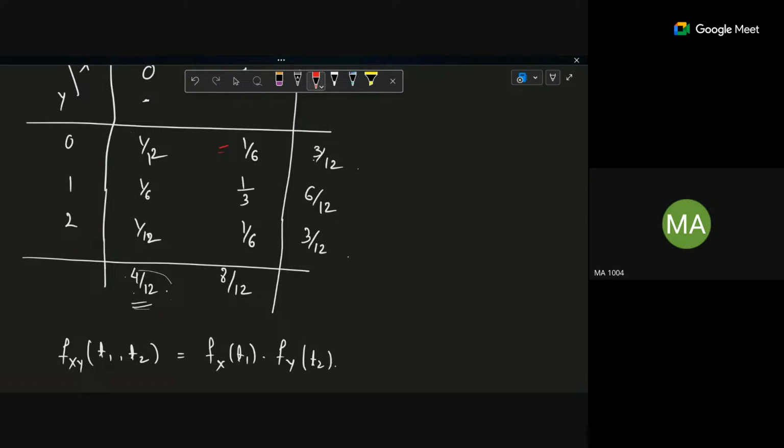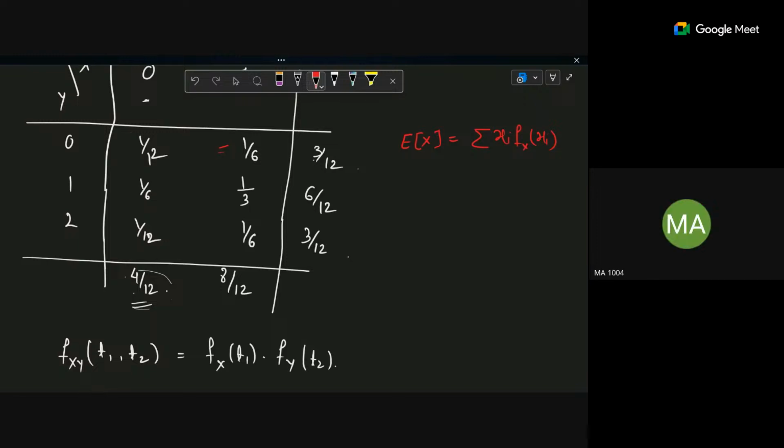Ma'am, 1 by 6 plus 1 by 3 plus 1 by 6. Why is it so? How will it make sense? Your expectation of X is what? Summation of all the xi's into fX of xi's, right? Ma'am, in this case, why is he getting that? Because one of the values of X is equal to 0, so that part is becoming 0, and anyway we have calculated the marginal of X. So he is thinking that way, but it is wrong.